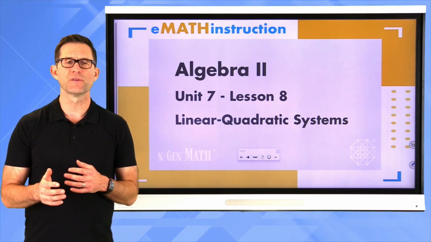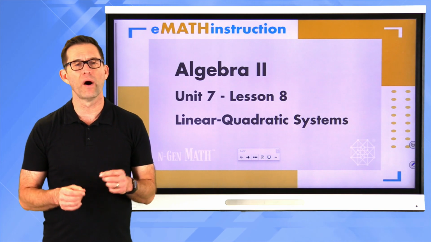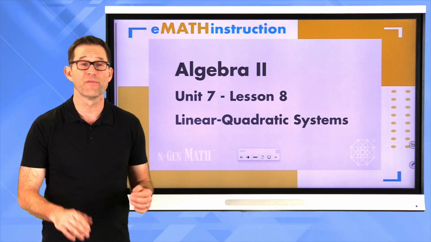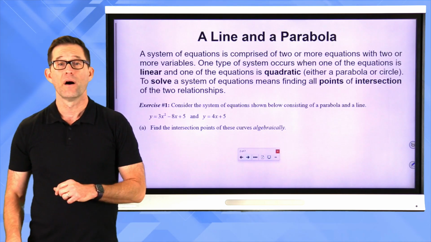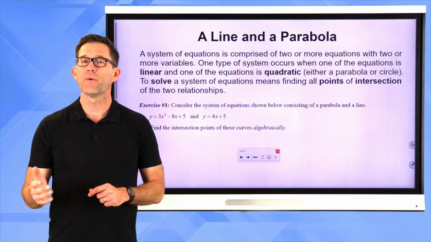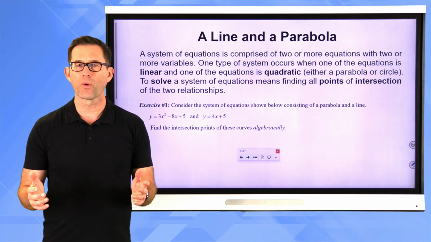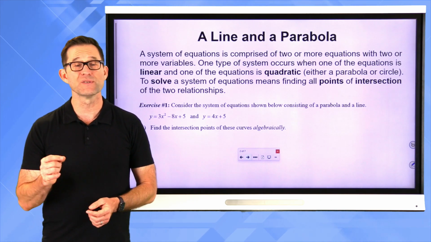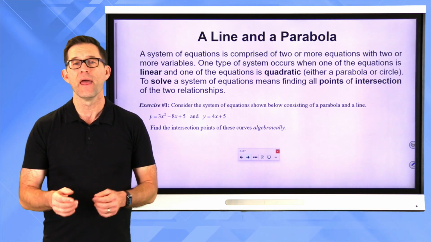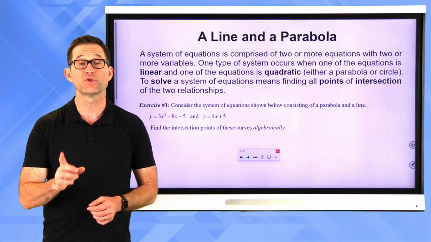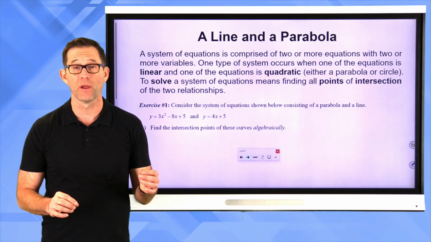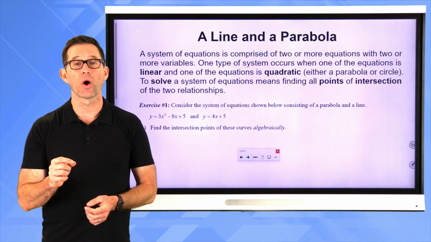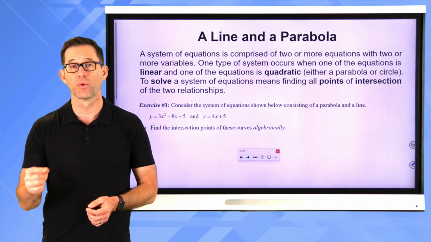Now you looked at systems of equations pretty extensively in Algebra 1 and a little bit even in geometry. So let's jump right into it and review even what a system of equations is. Alright, a line and a parabola. Now a system of equations is comprised of two or more equations with two or more variables. One type of system occurs when one of the equations is linear, i.e. when you graph it, it's a line, and one of the equations is quadratic, which in this course means it could be either a parabola or it could be a circle. To solve a system of equations means finding all points of intersection of the two relationships.